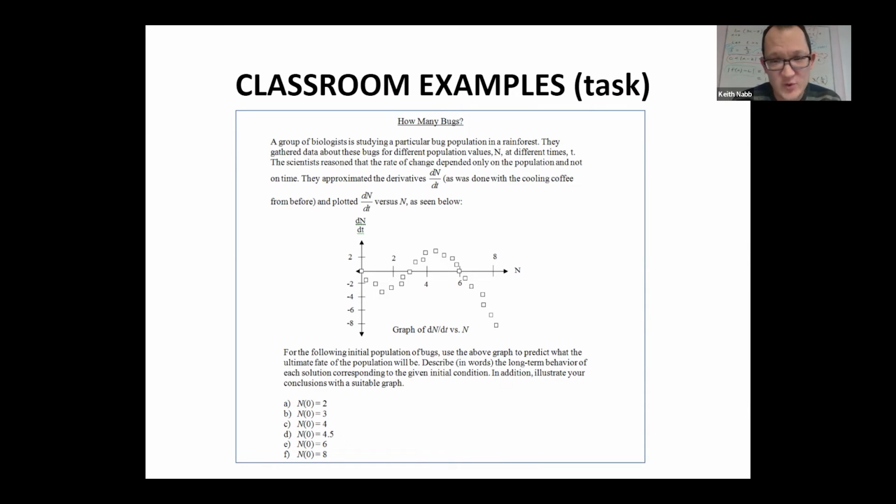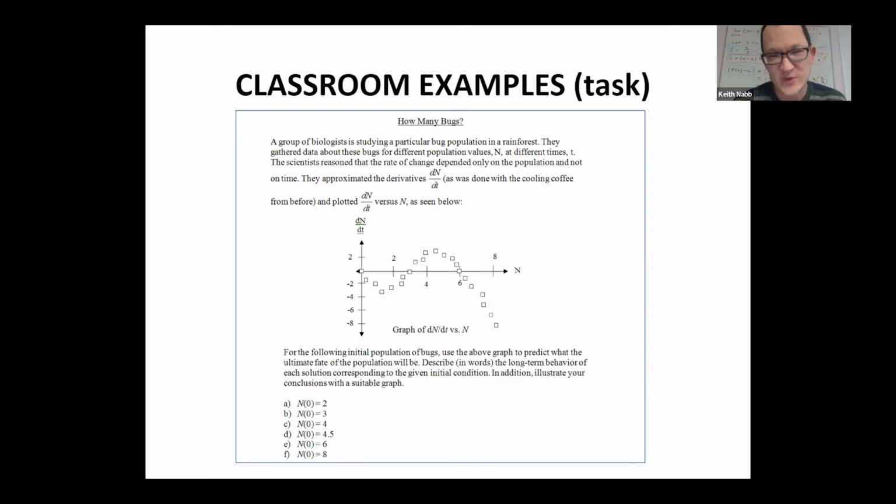It says, describe in words the long-term behavior of each solution corresponding to the below initial conditions. And then it says, illustrate your conclusions with a graph. So you'll notice it doesn't tell you what graph. It doesn't tell you to produce the graph of the bug population with respect to time. It doesn't tell you to do that. So it tells you to basically come up with tools that will help you describe what's happening here.